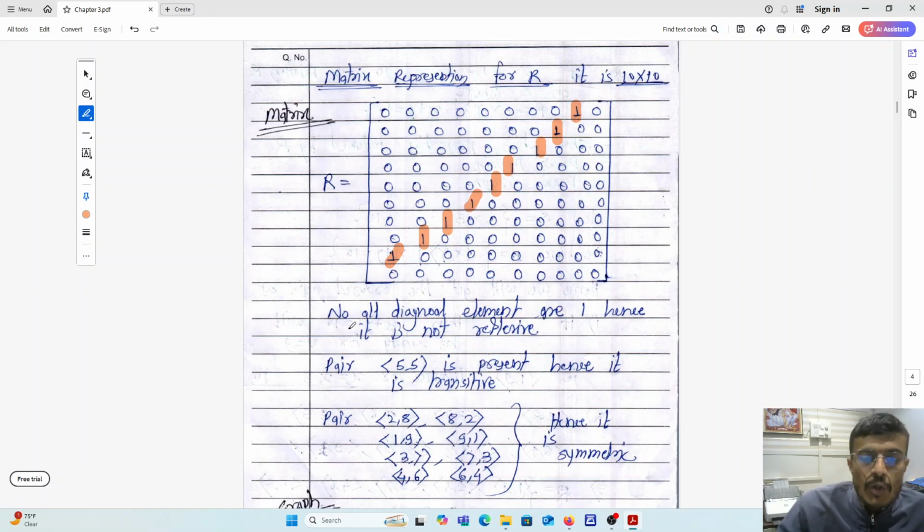So you can see here that not all the diagonal elements are 1, hence it is not reflexive. You have to check whether all the diagonal elements are 1 or not.